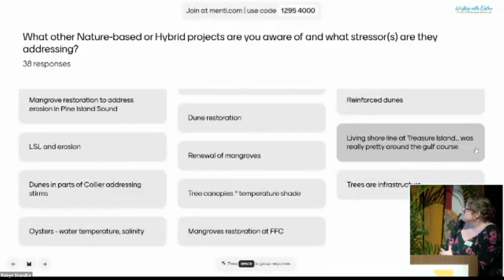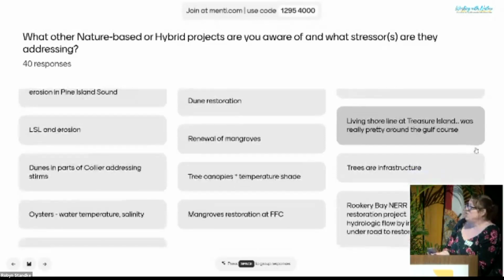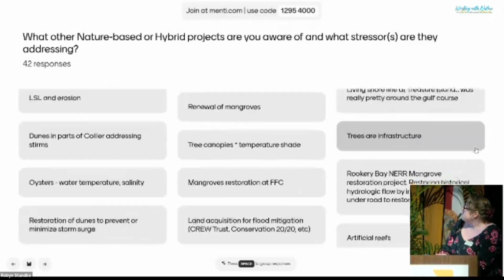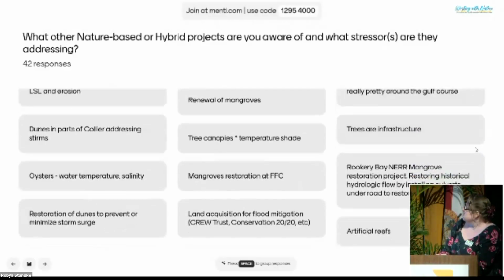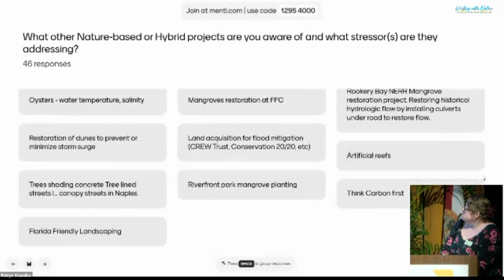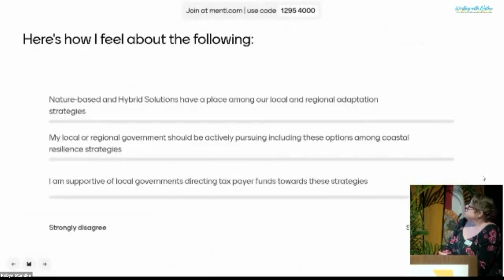Okay, I'm going to give just another moment here and then we'll move on. Great, Rookery Bay. So we do have our Rookery Bay partners in the room, so it's nice to acknowledge their mangrove work. Land acquisition. So that doesn't always get considered as part of nature-based solutions, but certainly should be part of our suite of options. Think carbon first. Yeah. Okay. Florida-friendly landscaping. Okay. Can we move to the next question?